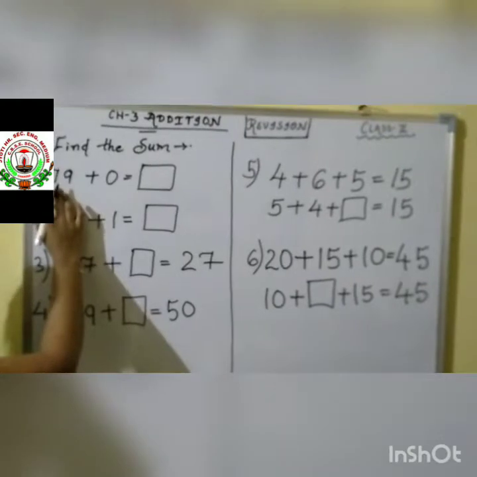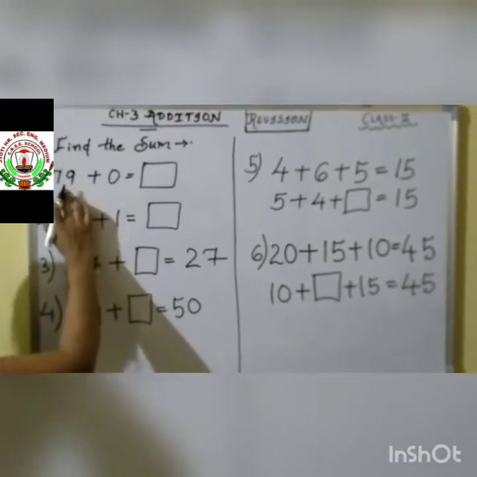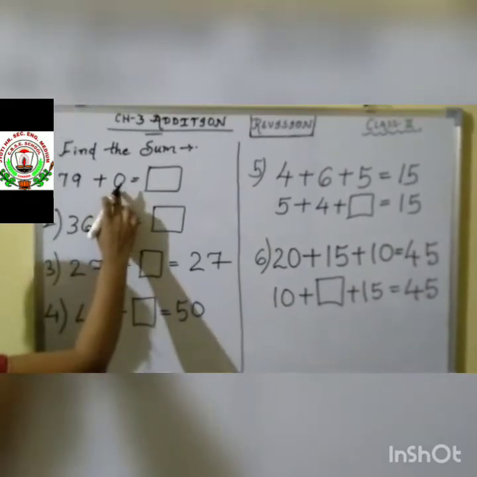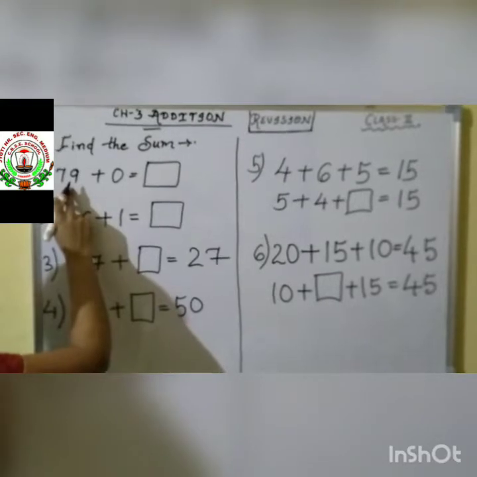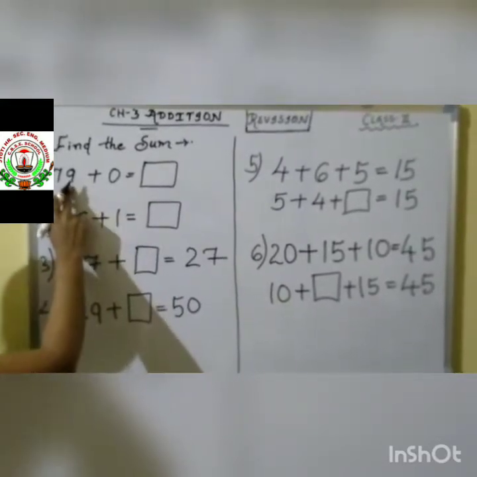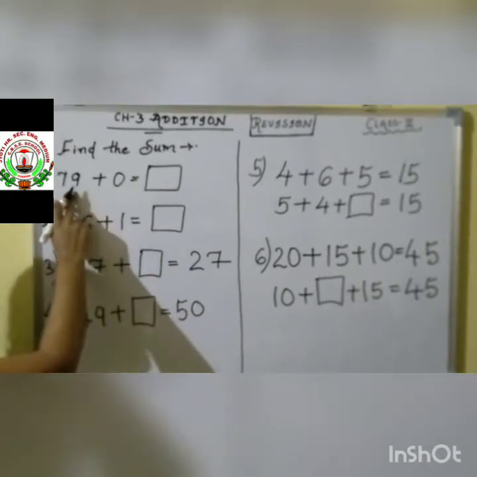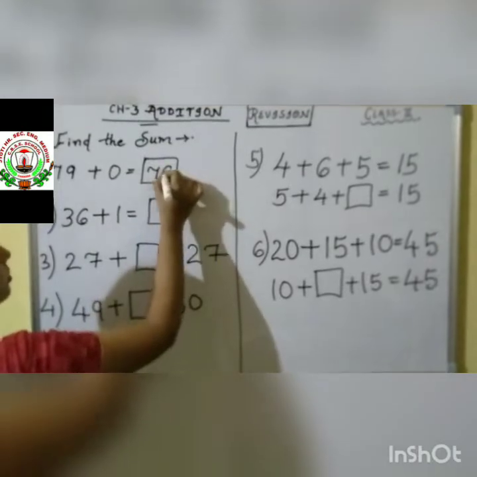First question, see children, look over here. 79 plus 0. If 0 is added to any number, what answer comes? Do you remember the properties of addition? If 0 is added to a number, then what answer comes? The same number. Okay.